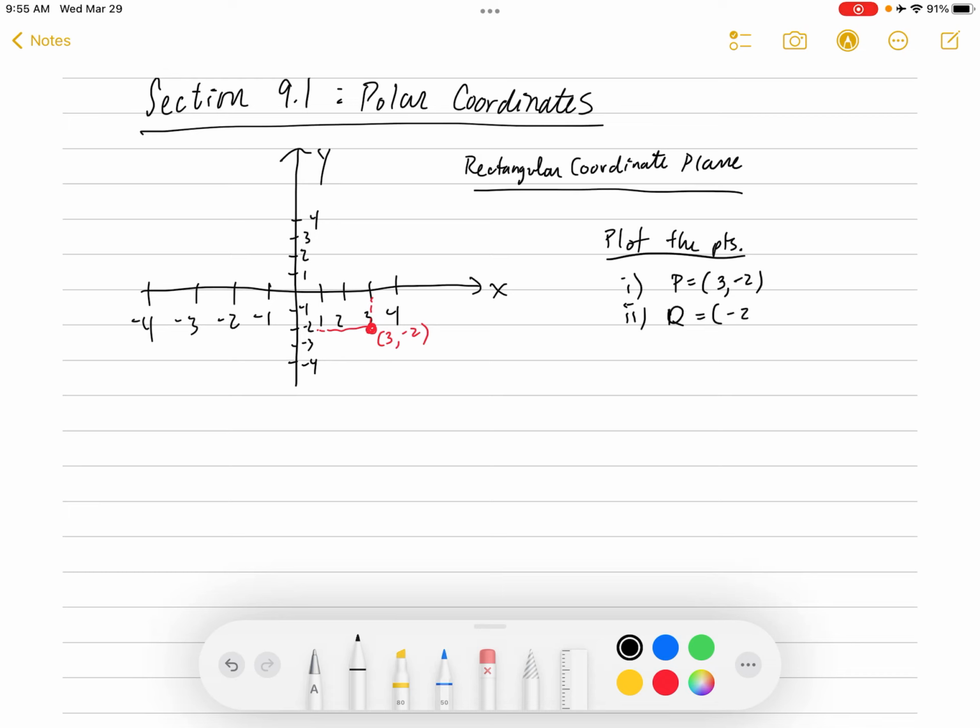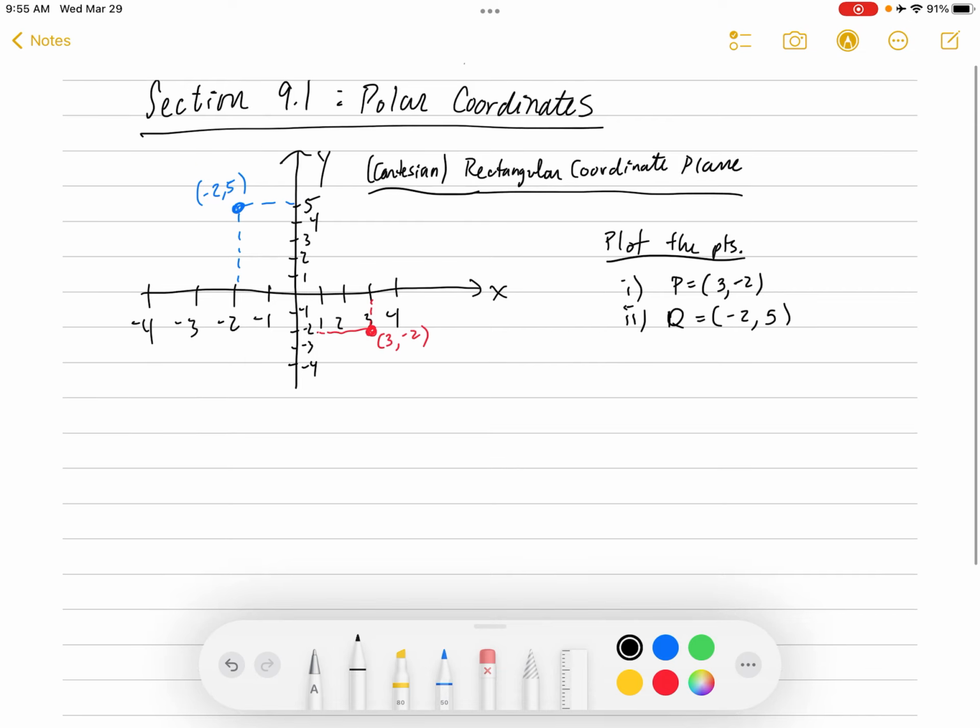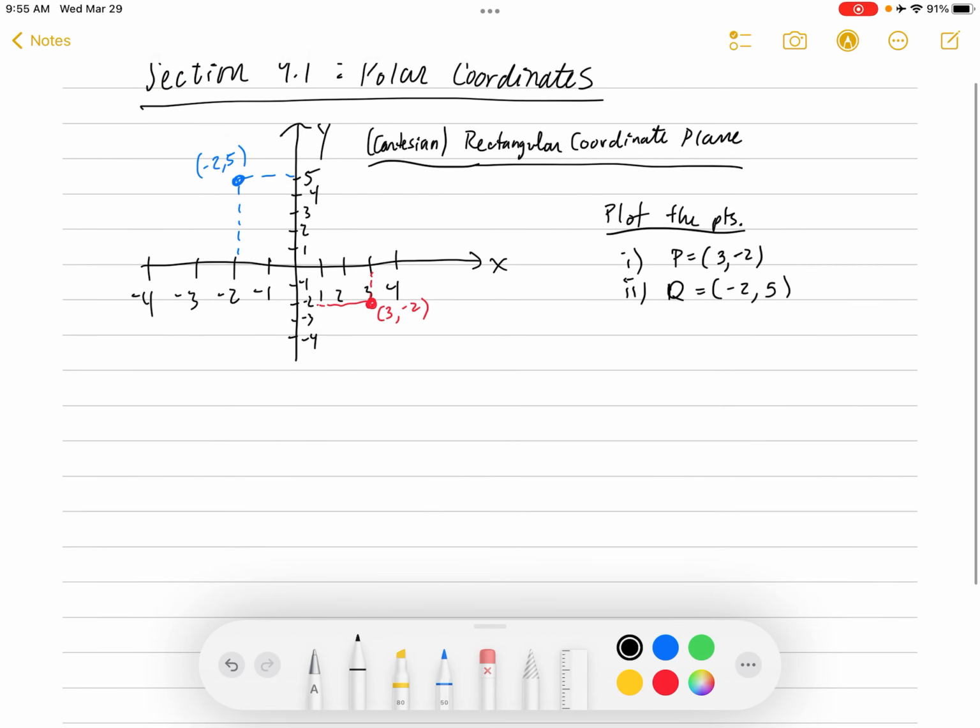And if I wanted to plot, for example, let's call it Q, -2, 5, I have to go -2 on the x and 5 on the y. And I get that point right there. So this is our famous rectangular coordinate plane, or sometimes called the Cartesian, right? It's called the Cartesian after Rene Descartes. Cartesian coordinate plane or rectangular coordinate plane.